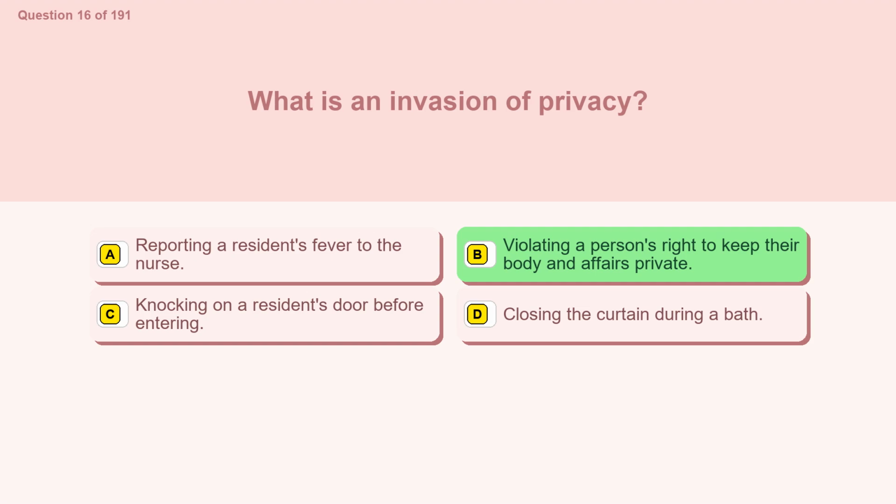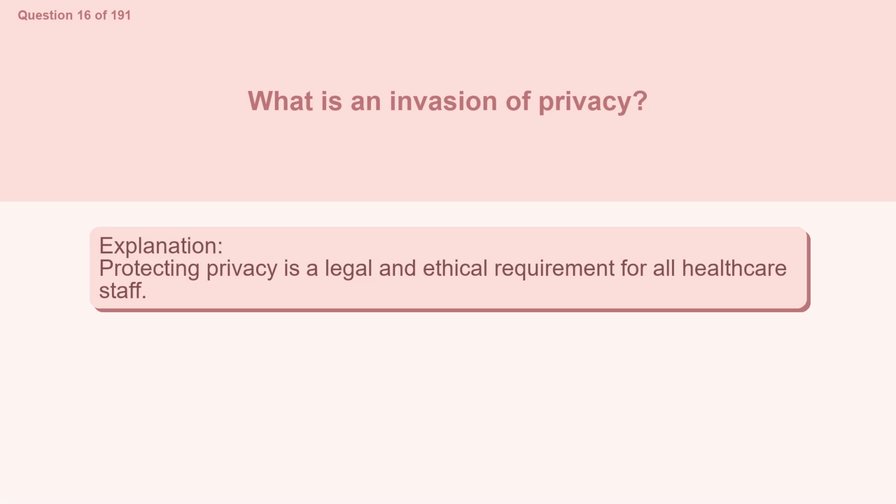The correct answer is option B. Violating a person's right to keep their body and affairs private. Protecting privacy is a legal and ethical requirement for all healthcare staff.